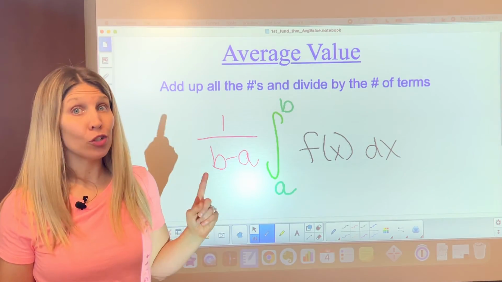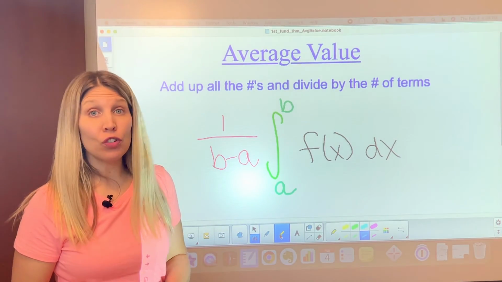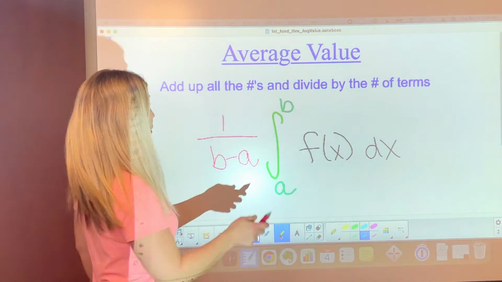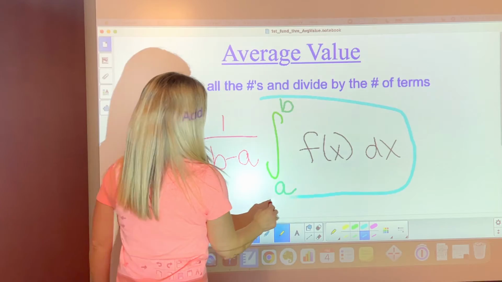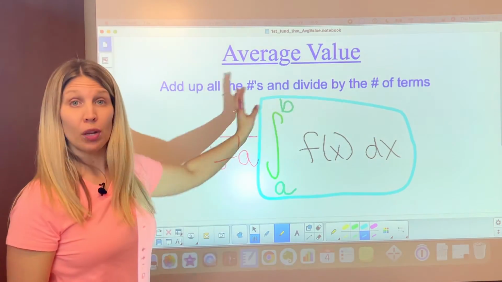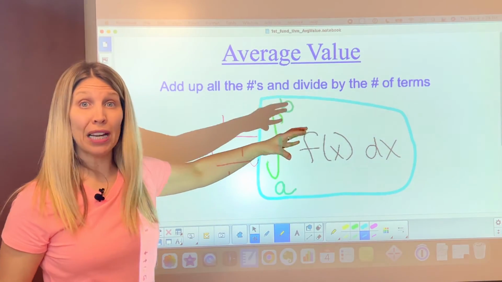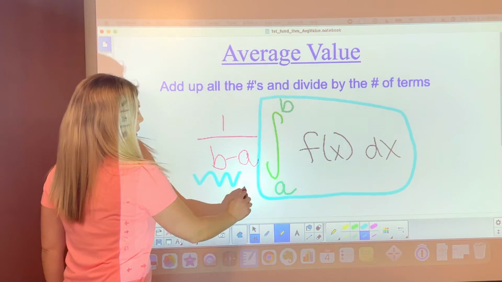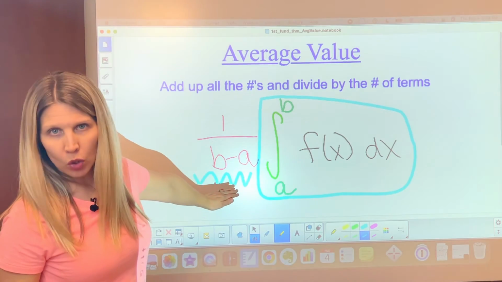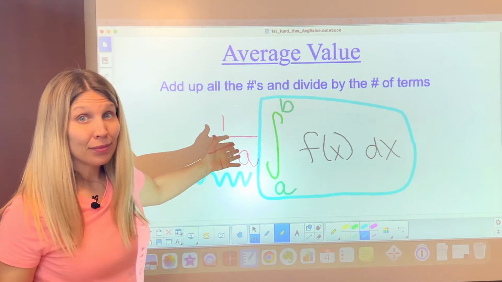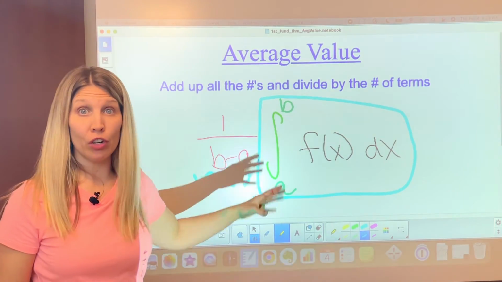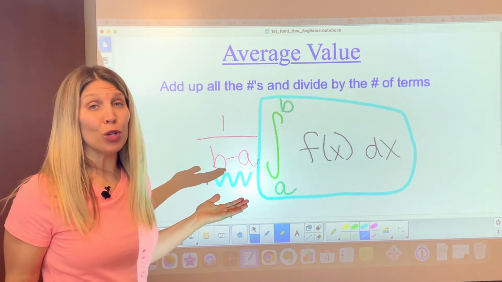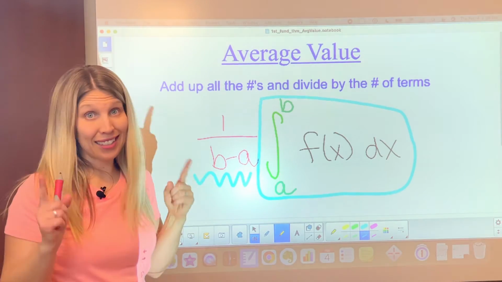Pretty simple. Check this out. To find the average value in calculus, you just use a fancy way of adding things up. This right here is your integral, your summation. This is how you're adding everything up. And then over here is where you're dividing by the total number of pieces you added up. So it's still finding the average, adding things up, dividing by the total number of pieces you had. But now you're just doing a cool form of it because you know calculus.